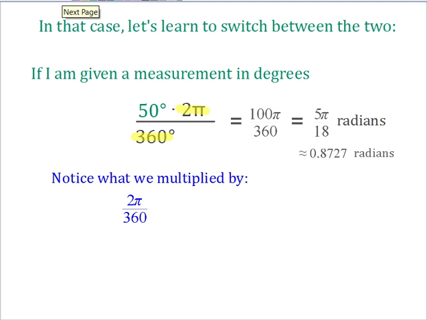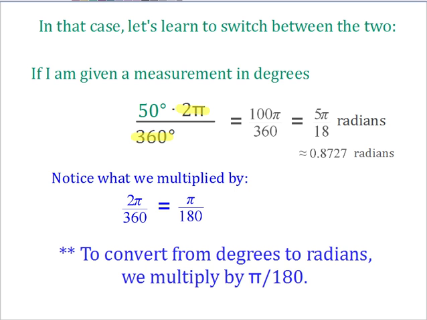Notice that we multiplied by 2 pi over 360. Really, that's the fraction that we use to change degrees to radians. I'm going to reduce that fraction though to pi over 180. If I divide both of them by 2, I get pi over 180. This is the fraction that I'm going to use to help me go from degrees to radians.